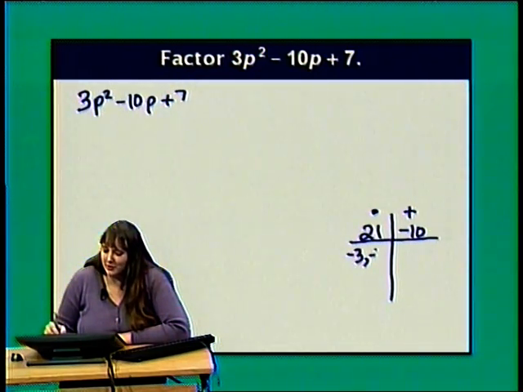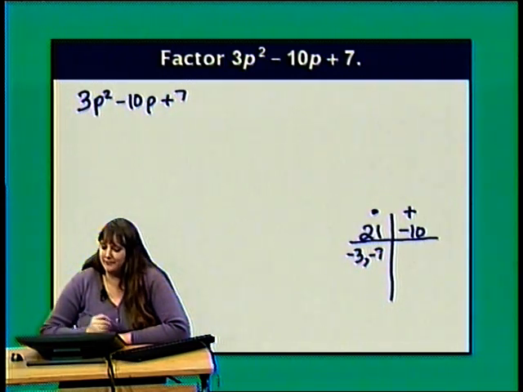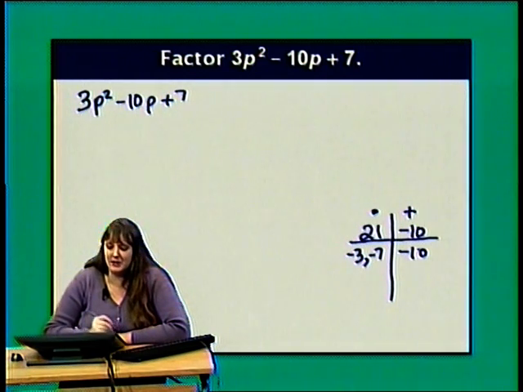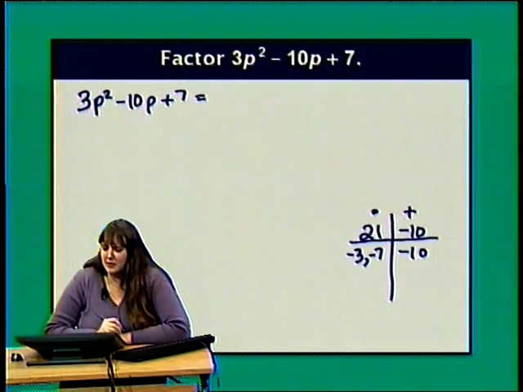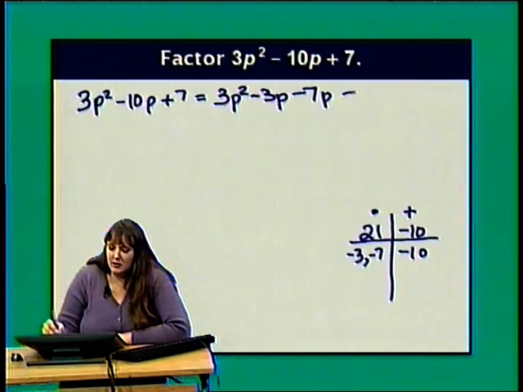Well, I can come up with those pretty quickly off the top of my head. Negative 3 and negative 7. Those indeed have a sum of negative 10. So I'm going to break up negative 10p as negative 3p minus 7p. So this is 3p squared minus 3p minus 7p plus that constant of 7.